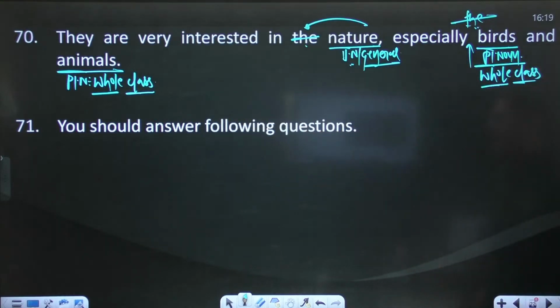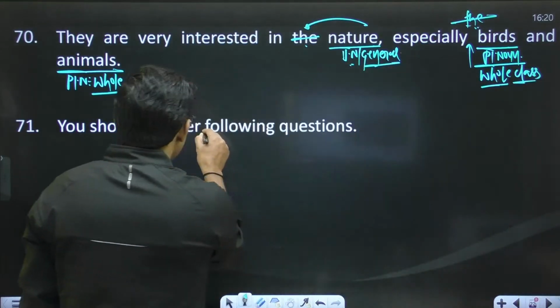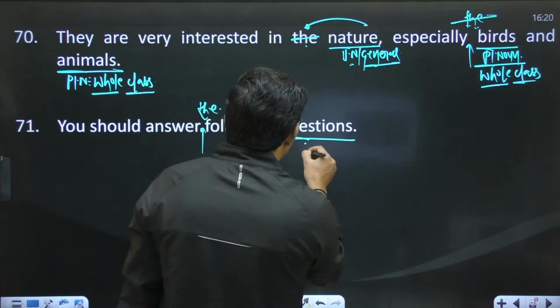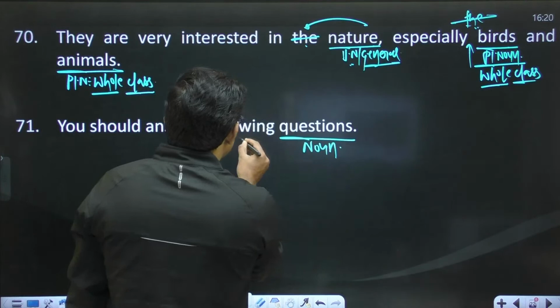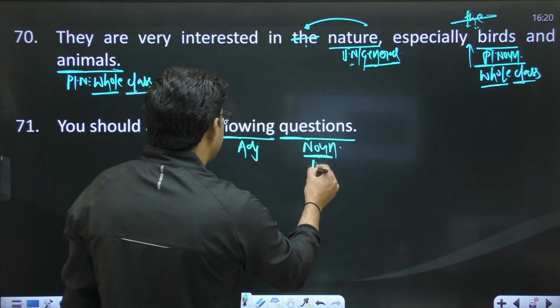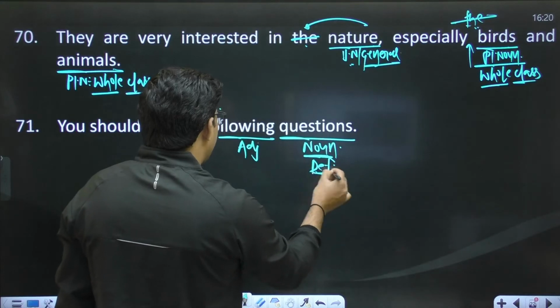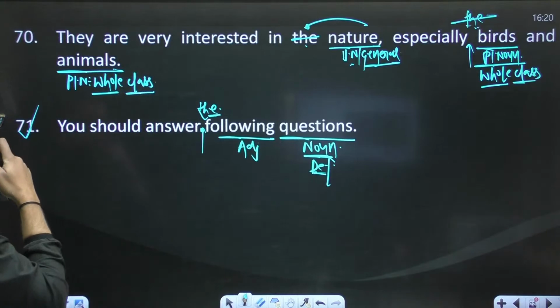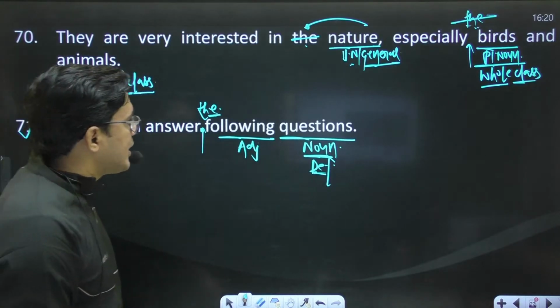Next sentence is, you should answer the following questions. Questions is a noun, and following is an adjective. In this situation, this noun becomes definite, and to make this noun definite, we demand article the before that. The sentence will be like, you should answer the following questions.